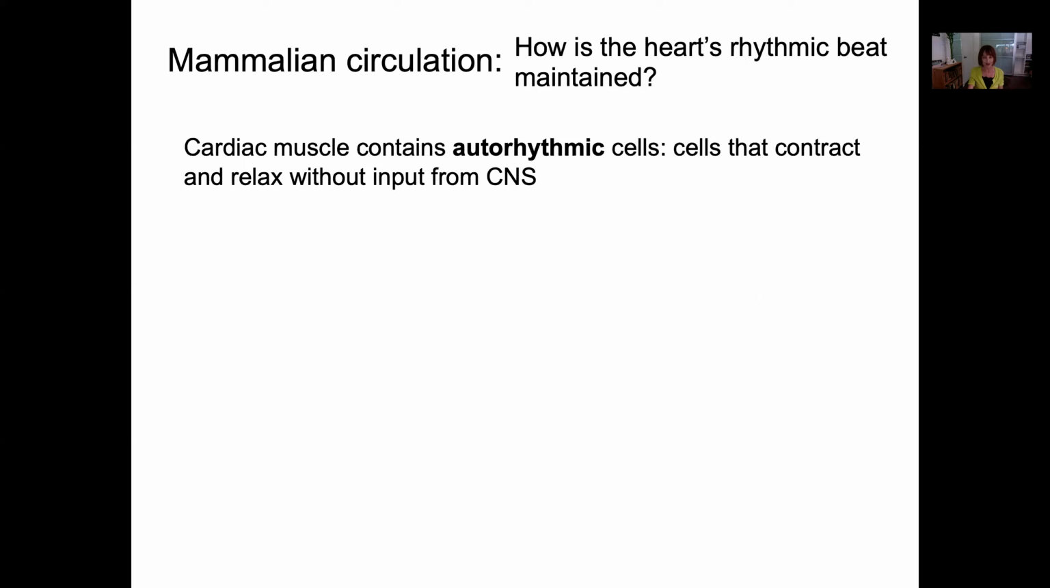There are many definitions of life, but one of them is the heart beating, right? And so it just carries on. And what's unusual about cardiac muscle is that it contains these cells that are called autorhythmic, meaning that they are maintaining their own rhythm. They have their own drum to which they march, and they contract and relax without direct input from the central nervous system.